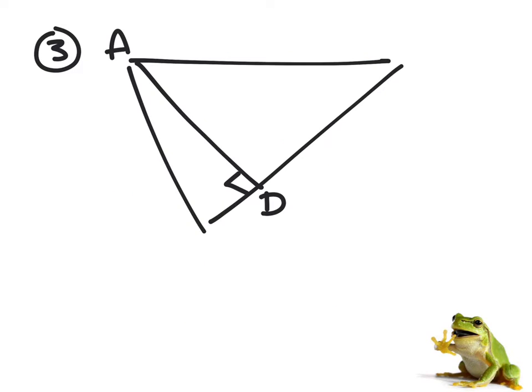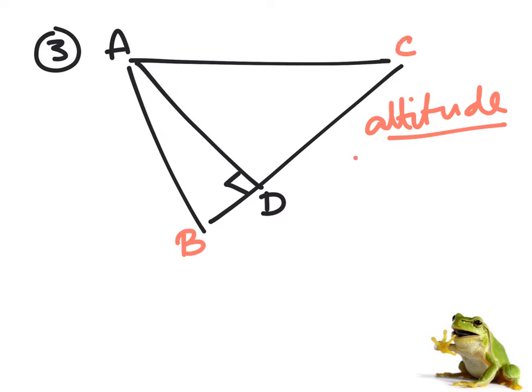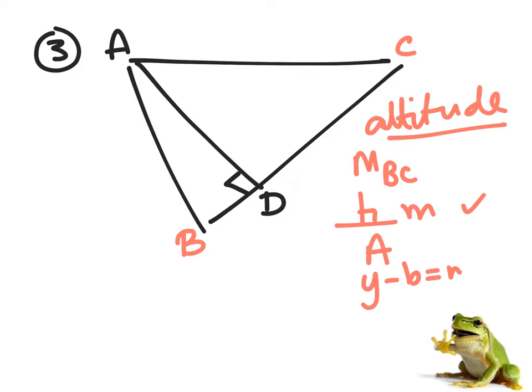Second part of the question is to find the altitude. Again, you know the processes for finding an altitude. First thing we do is we work out the gradient of BC. Once we've got the gradient of BC, then we work out the perpendicular gradient. Then we use this gradient and the point A in your formula y minus b equals m(x minus a).